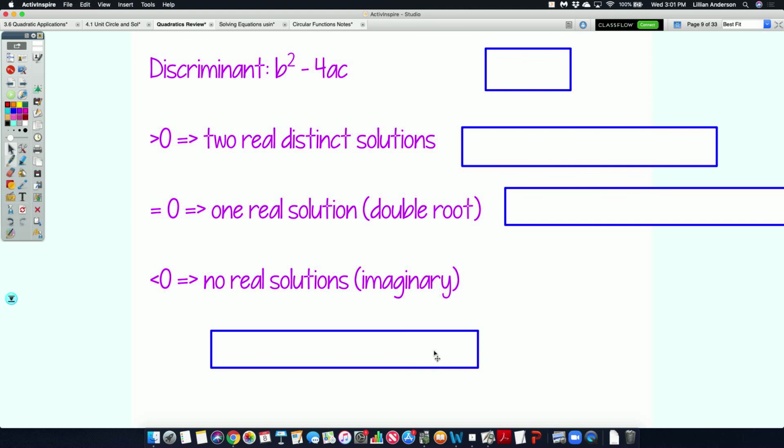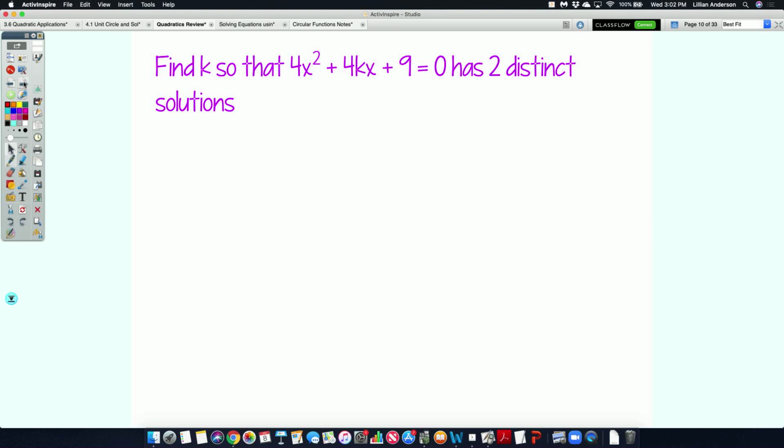So these were ways to describe the roots, describe the solutions, but it could also be used to find different pieces of a quadratic equation, such as this one. This is more like the type of IB problem that you would deal with. You have a quadratic that's 4x squared plus 4kx plus 9 equals 0, and you're asked to find k when that quadratic has 2 distinct solutions. 2 distinct means that the discriminant is greater than 0. So b squared minus 4ac is greater than 0.